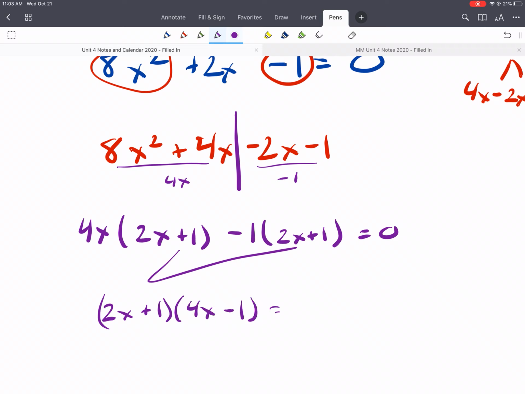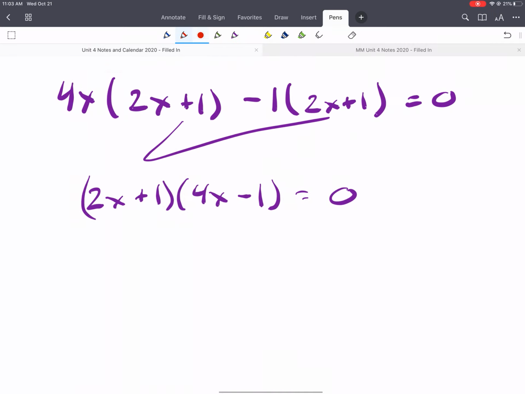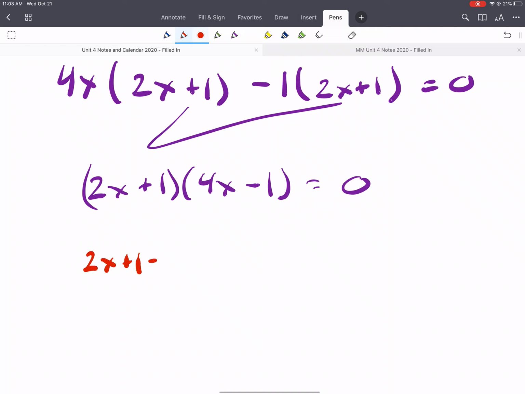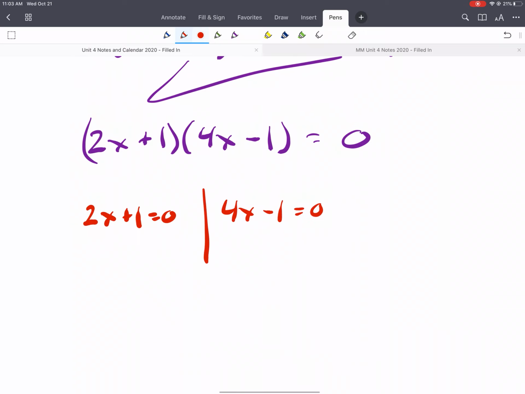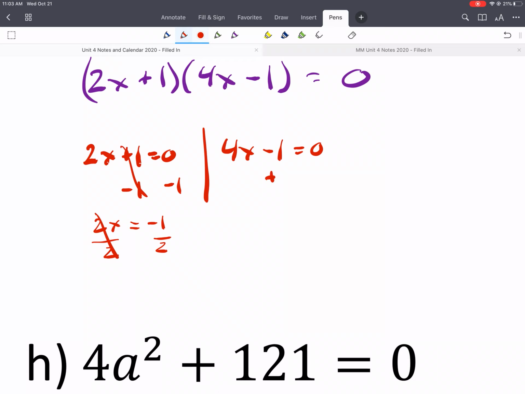What's left? And then we'll use our zero product property. So either 2x plus 1 has got to be 0, or 4x minus 1 has got to be equal to 0. So we'd subtract 1, and then we'd divide both sides by 2. So x is equal to negative 1/2, or we need to add 1 to both sides, divide both sides by 4. So either x is equal to negative 1/2 or 1/4.